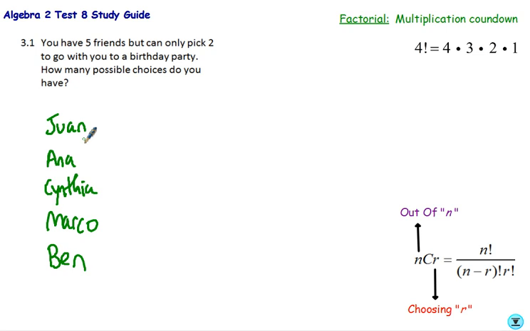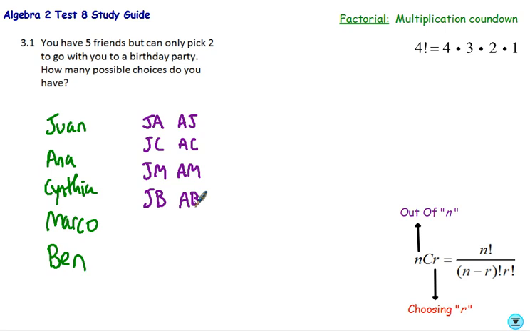So one way to solve this problem is by using a little table. Let's think about all the different pairs I could come up with. I could invite Juan and Anna, Juan and Cynthia, Juan and Marco, or Juan and Ben. Now, let's say I want Anna to go, and I think about all the different matchups for Anna. I can invite Anna and Juan, or Anna and Cynthia, Anna and Marco, and Anna and Ben.